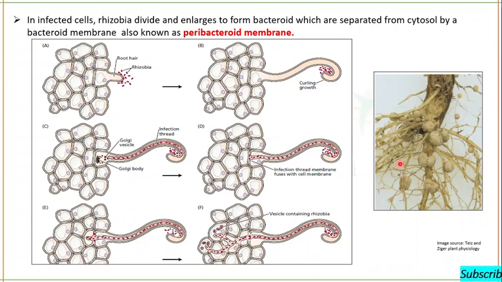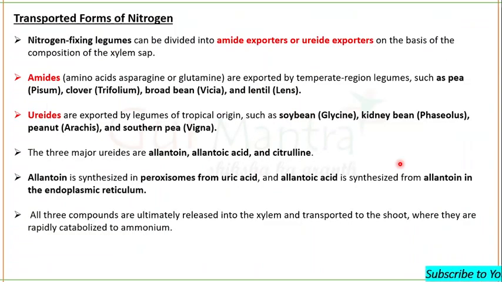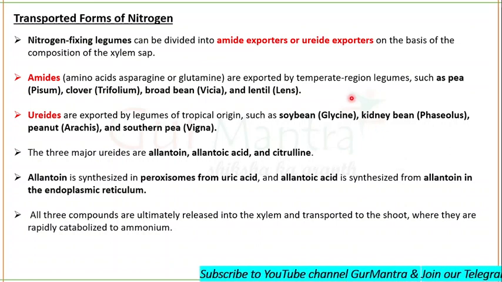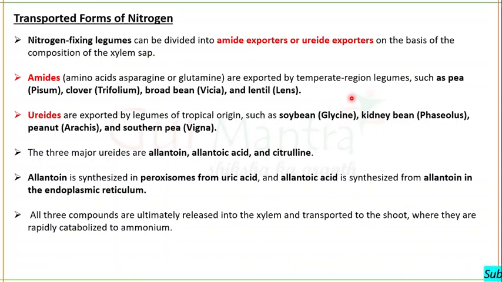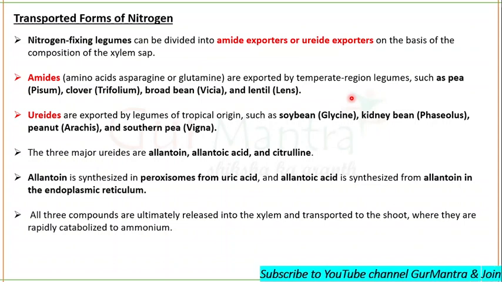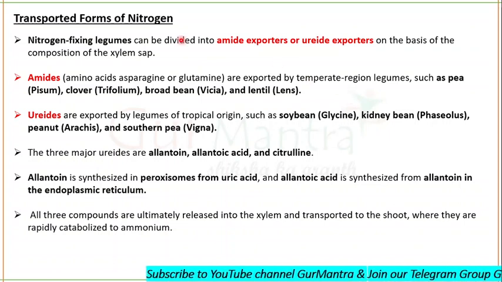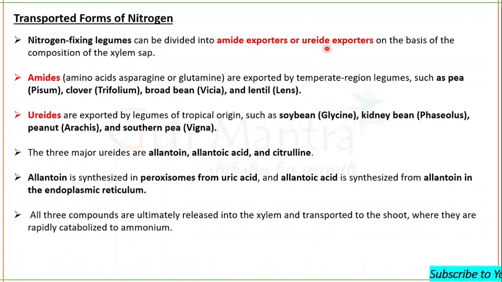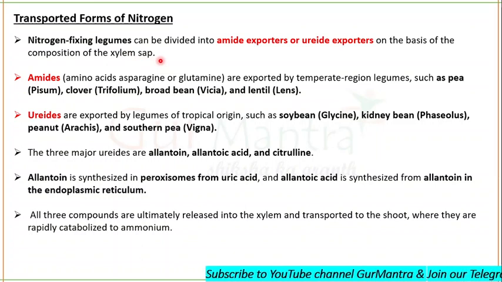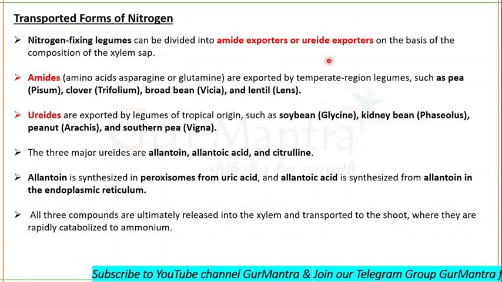It will be provided to plants in amide or ureide forms. Ultimately, ureides again are converted into amides. We know that ammonia is immediately converted into what? Ammonium ions are immediately converted into amino acids. Amides are what? Amino acids. So nitrogen fixing legumes can be divided into amide exporters or ureide exporters on the basis of the composition of the xylem sap, if the xylem sap contains amides or ureides.